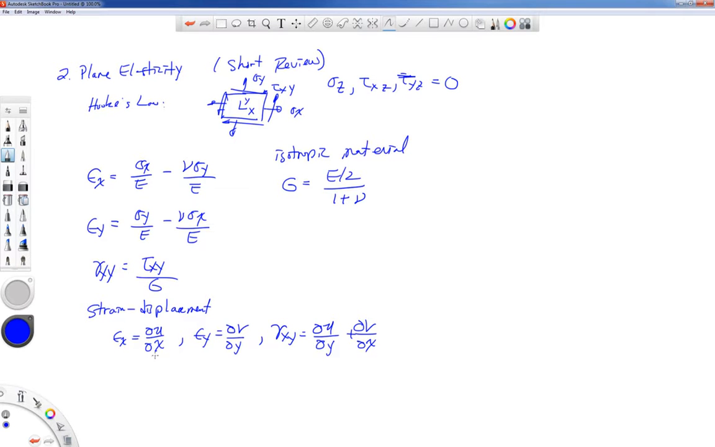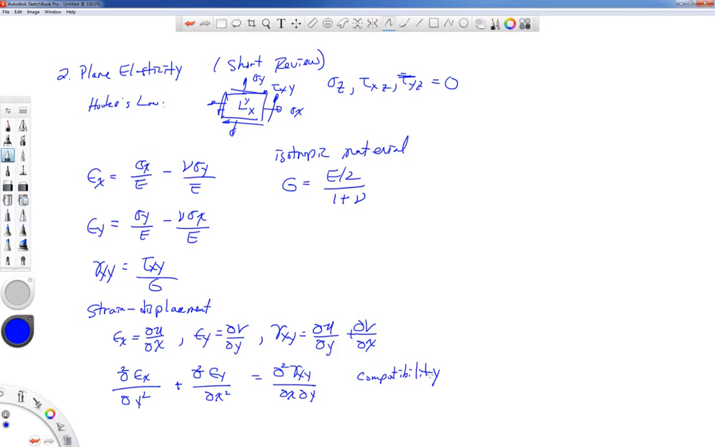And then it turns out, since these are functions of two variables and we have three relations here, there's a certain connection among these. That's called the compatibility conditions. If we were to take second derivatives of these strain components, the second partial of epsilon x with respect to y twice plus the second partial derivative of epsilon y with respect to x twice would be equal to the second partial of gamma xy with respect to x and y. This is known as a compatibility condition.